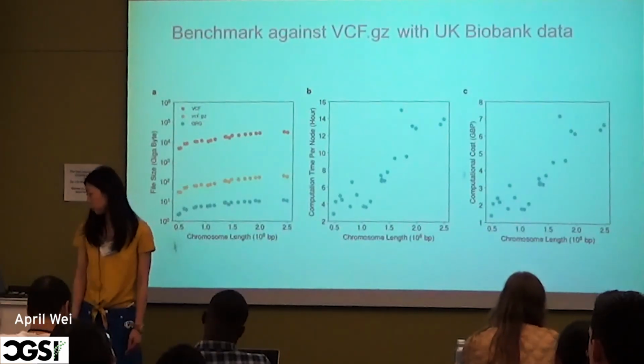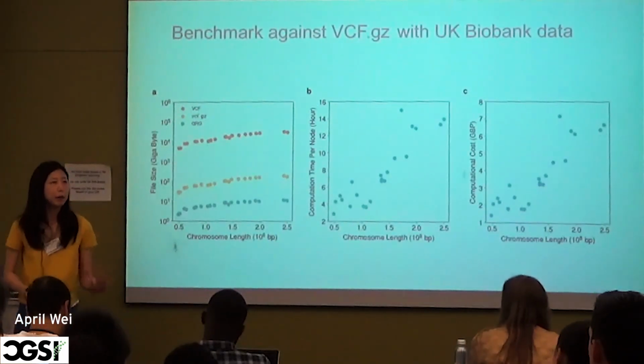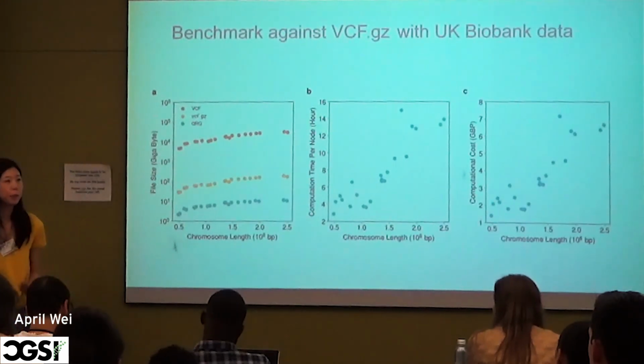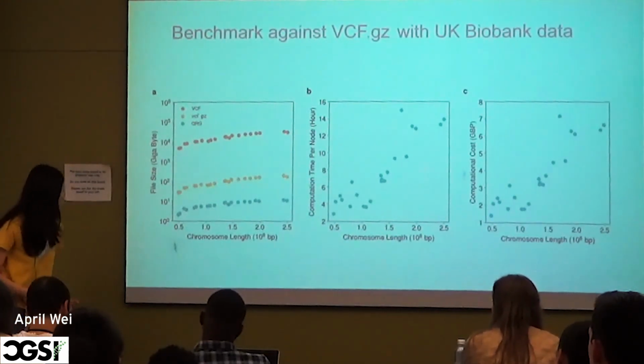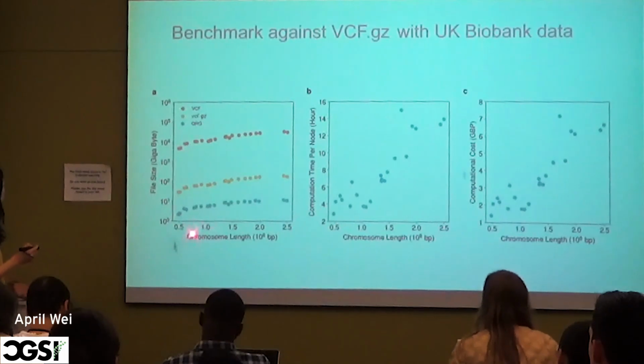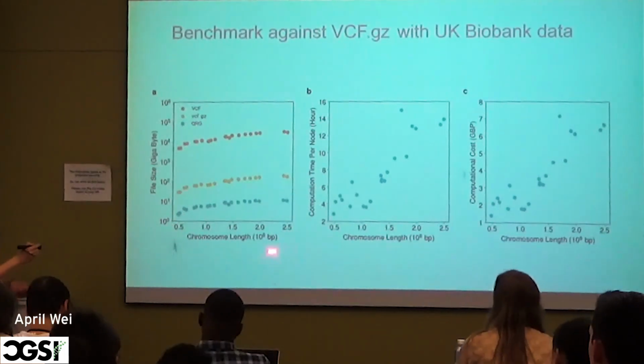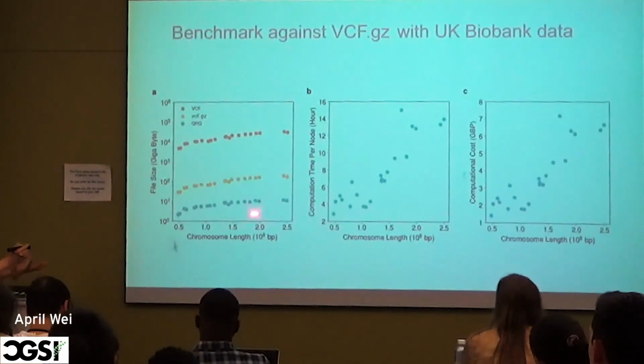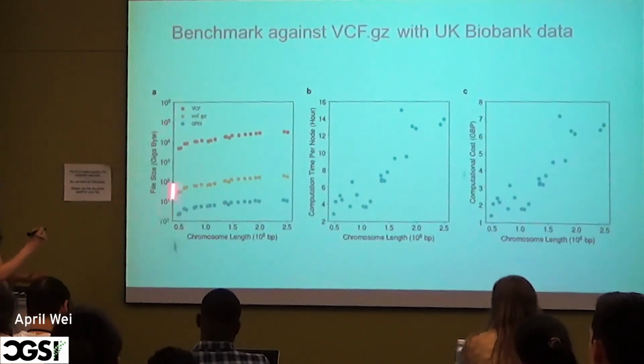So how does it work? We applied it to the UK Biobank data with the phased 200,000 whole genome sequences, and this is a comparison. On the x-axis here are the chromosomes of different lengths, and on the y-axis is the file size.